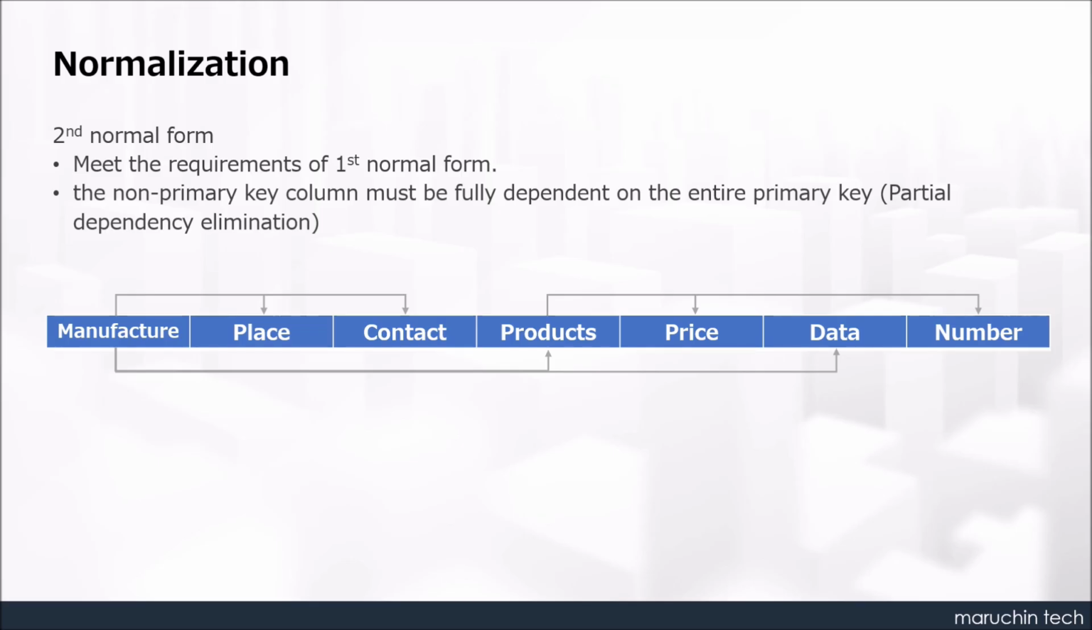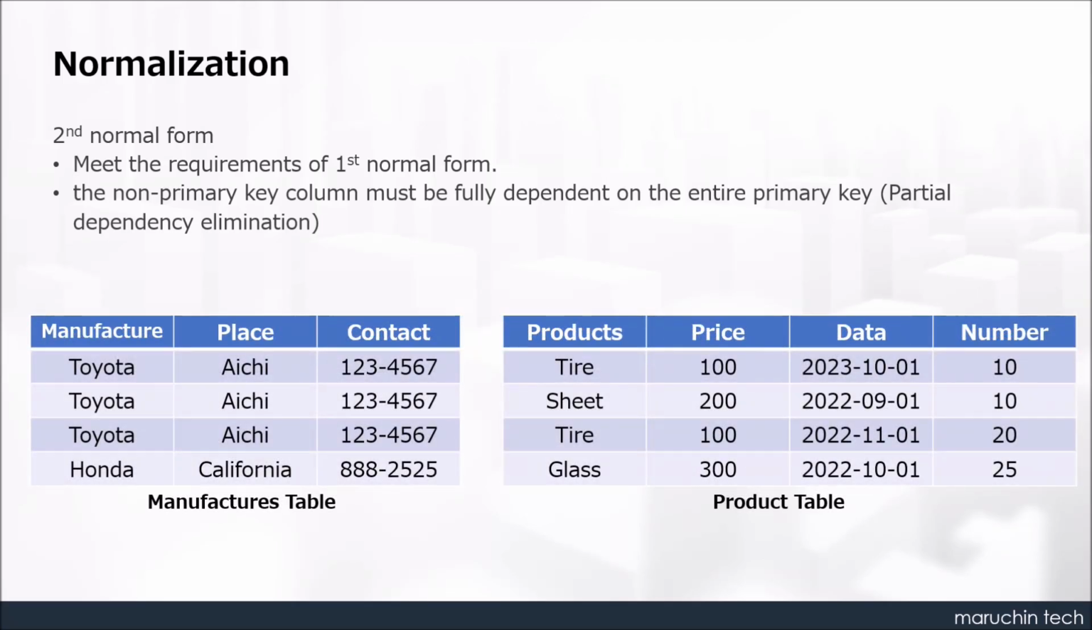In addition, the third normal form has the condition of eliminating transitive dependencies, but there is a transitive relationship between the part manufacturer, the product, and the attributes related to it. To resolve this, the table needs to be split. Here is the table divided into two tables. It is divided into two tables, the manufacturer table and the product table.